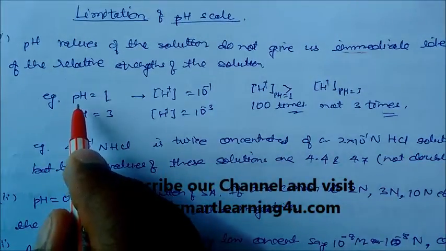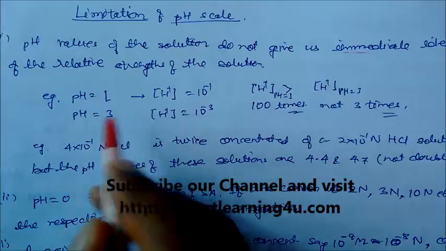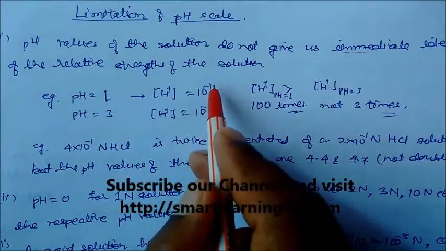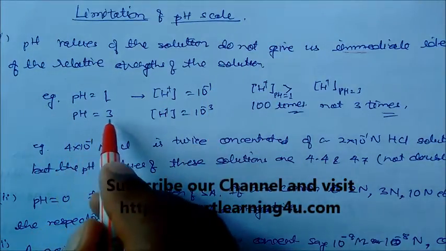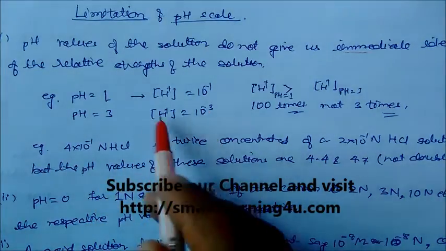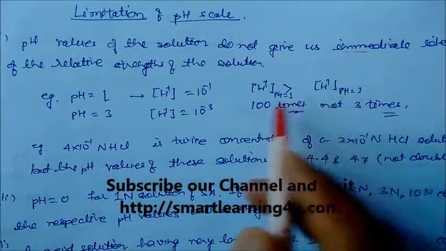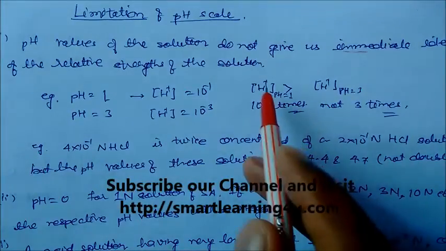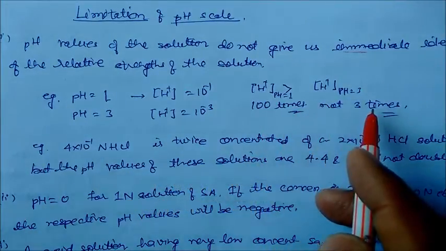Likewise, see here. Suppose a solution has pH 1, so the concentration of H+ is 10 to the minus 1, and there is another solution whose pH is 3 and concentration is 10 to the minus 3. By taking the values we can compare them. This means the first is 100 times more acidic than the second. It is not 3 times.